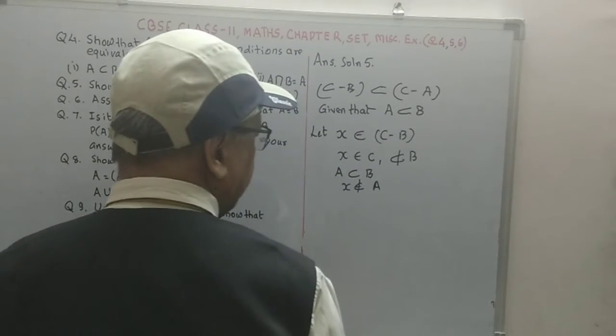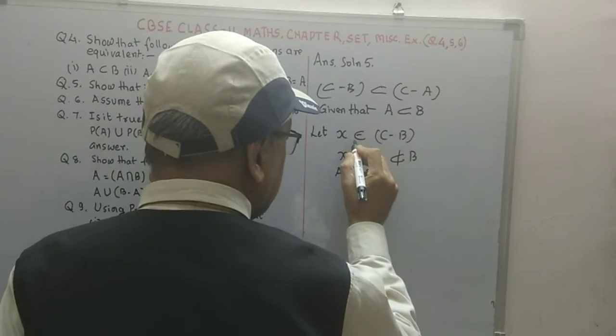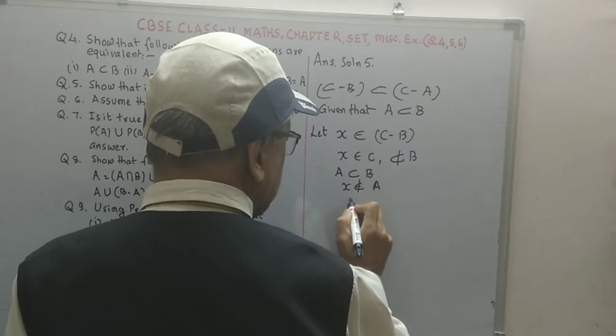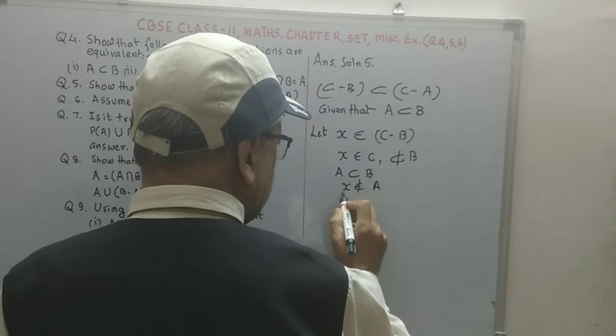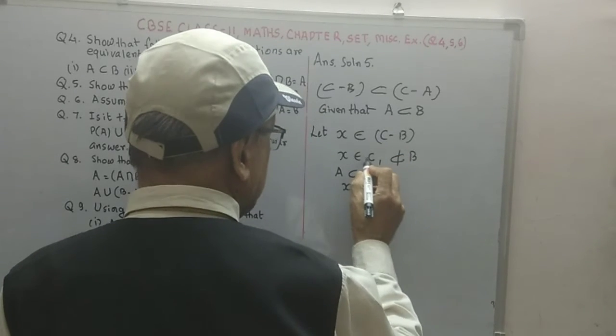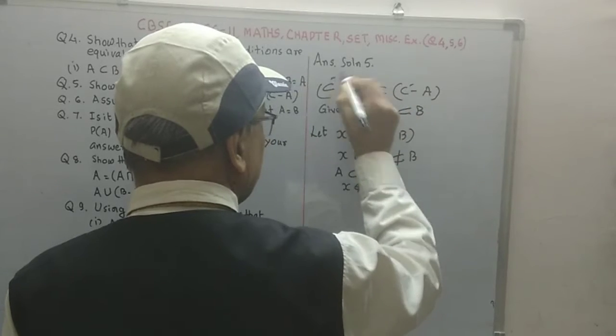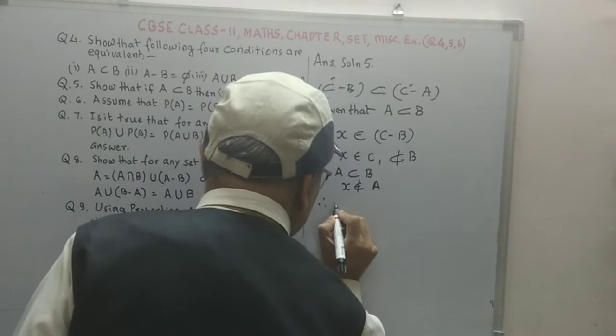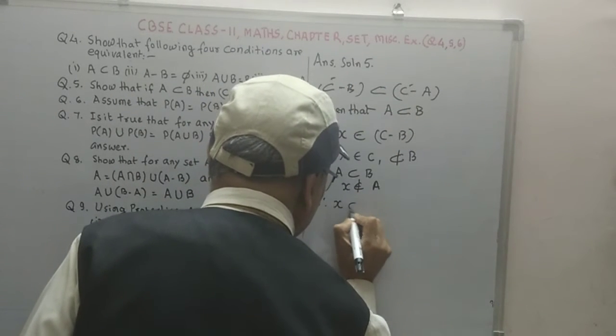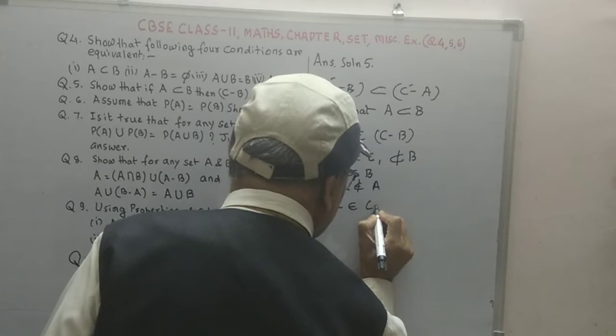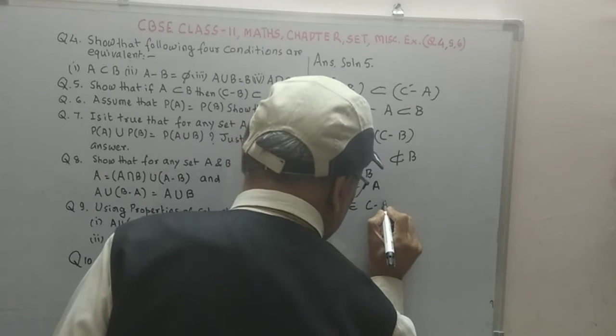We see X belongs to C minus B, X does not belong to B, X does not belong to A, but X belongs to C. So therefore, X belongs to C minus A.